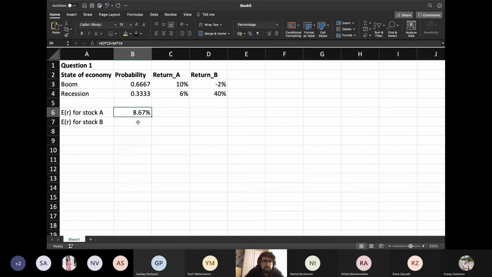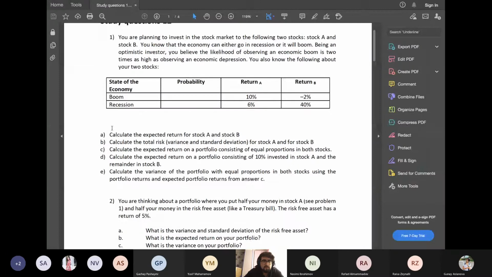This is for stock A, and stock B the same. Probability of boom times return of the boom plus probability of recession multiplied by return of the recession. 12% roughly. So we are done with question part A, calculated expected returns.